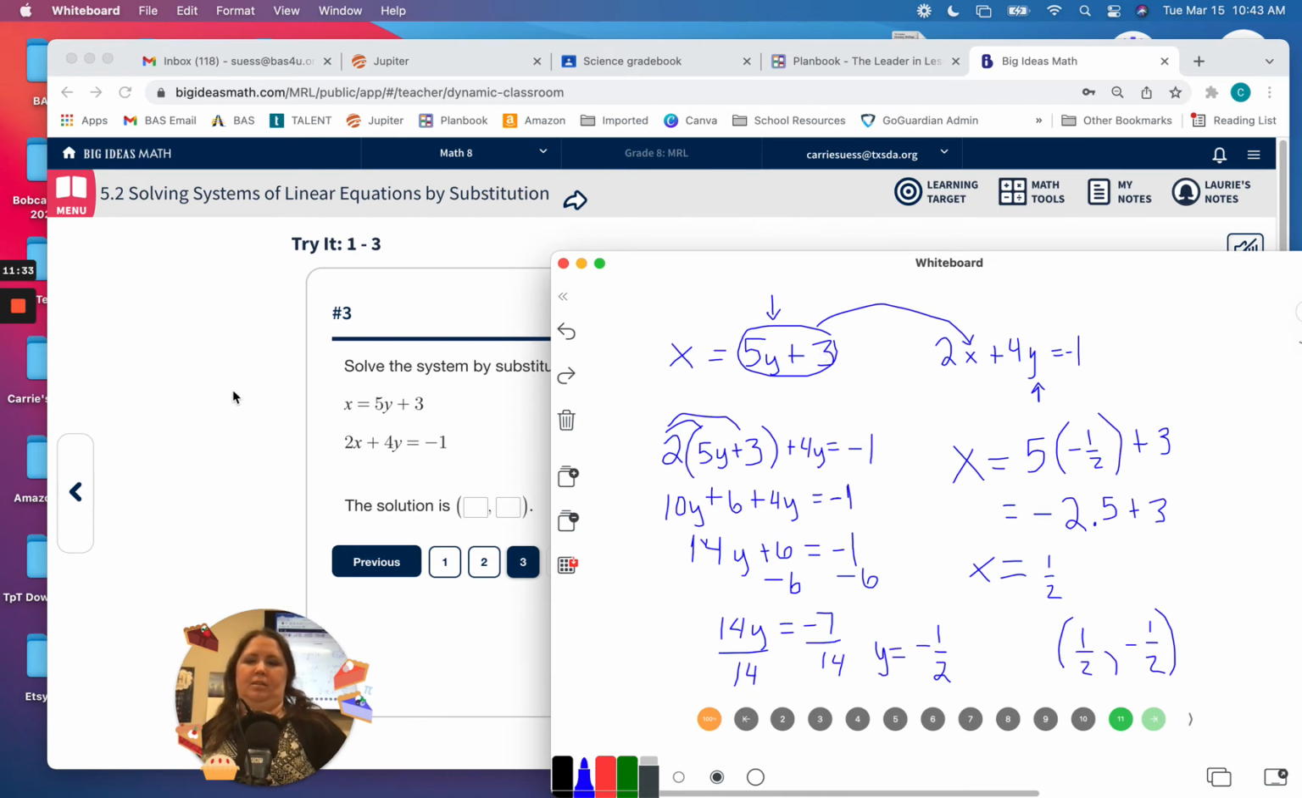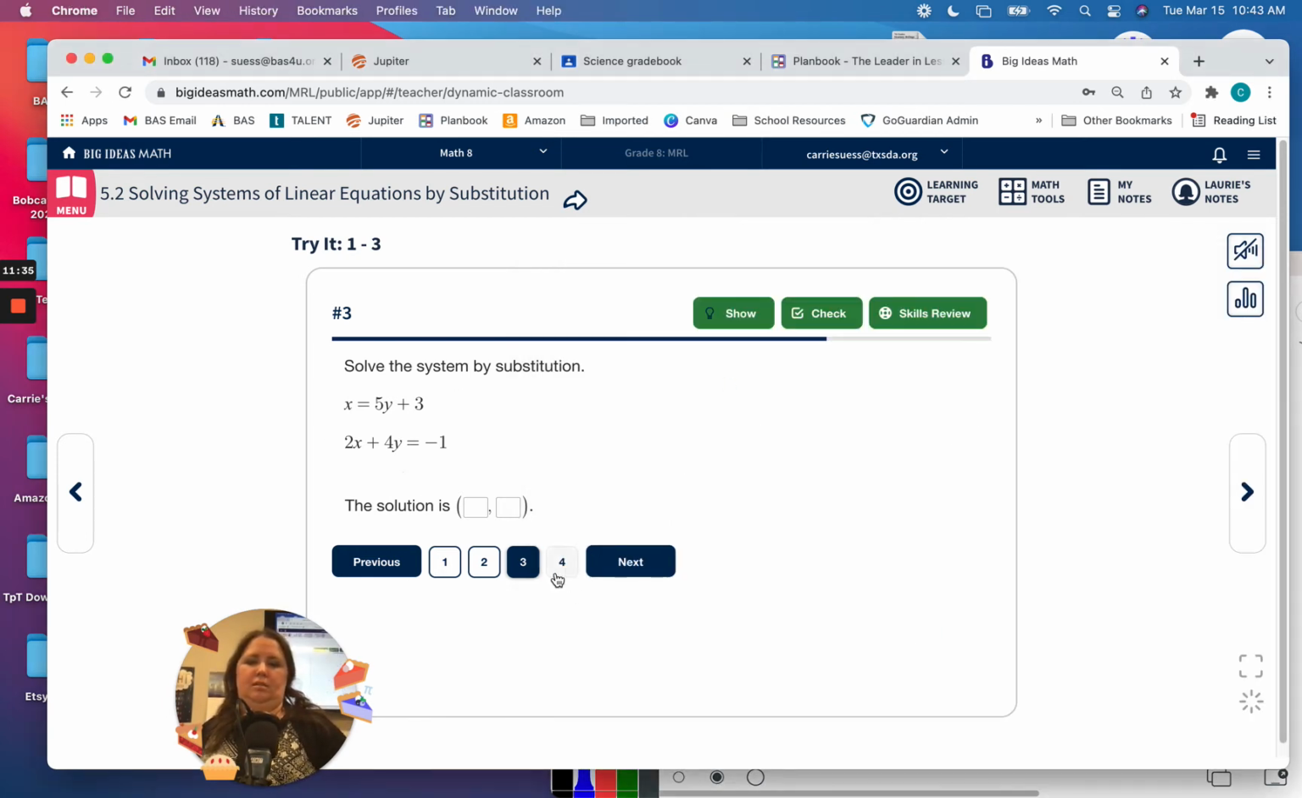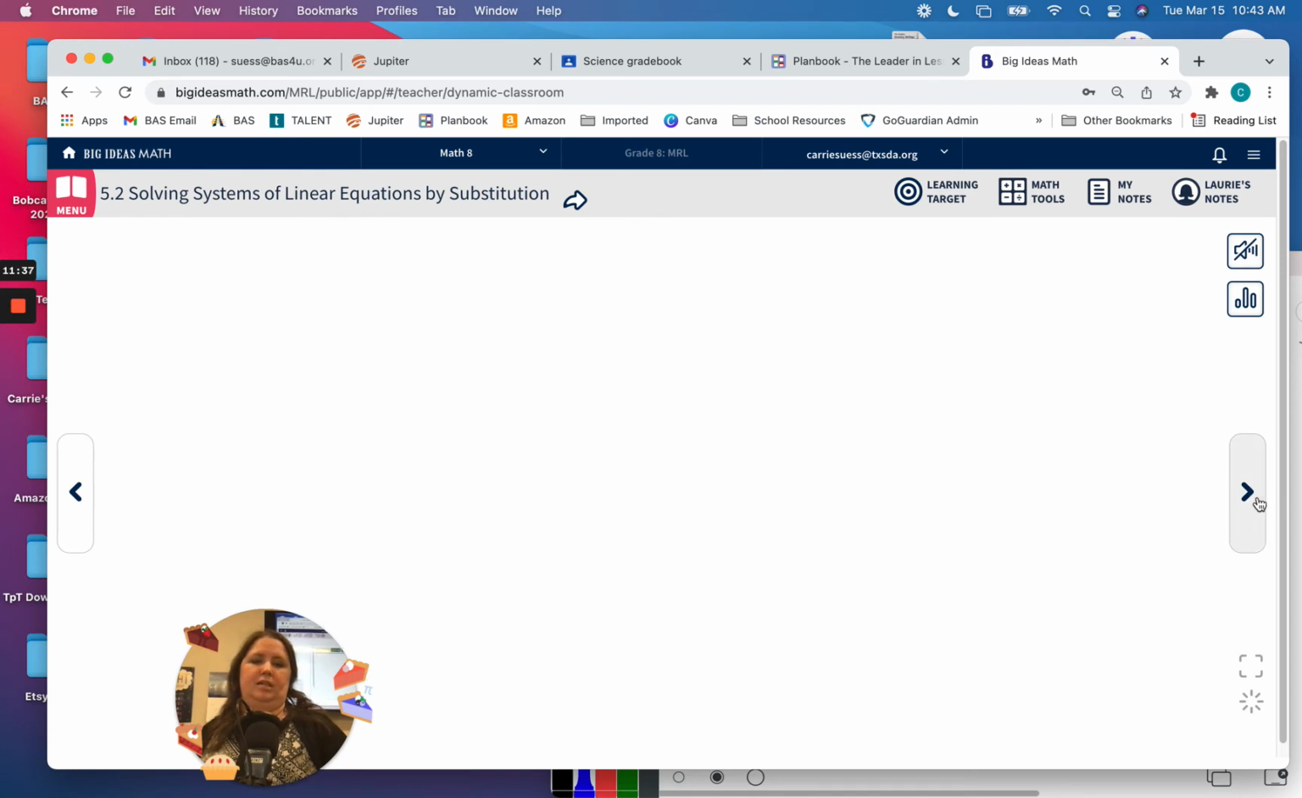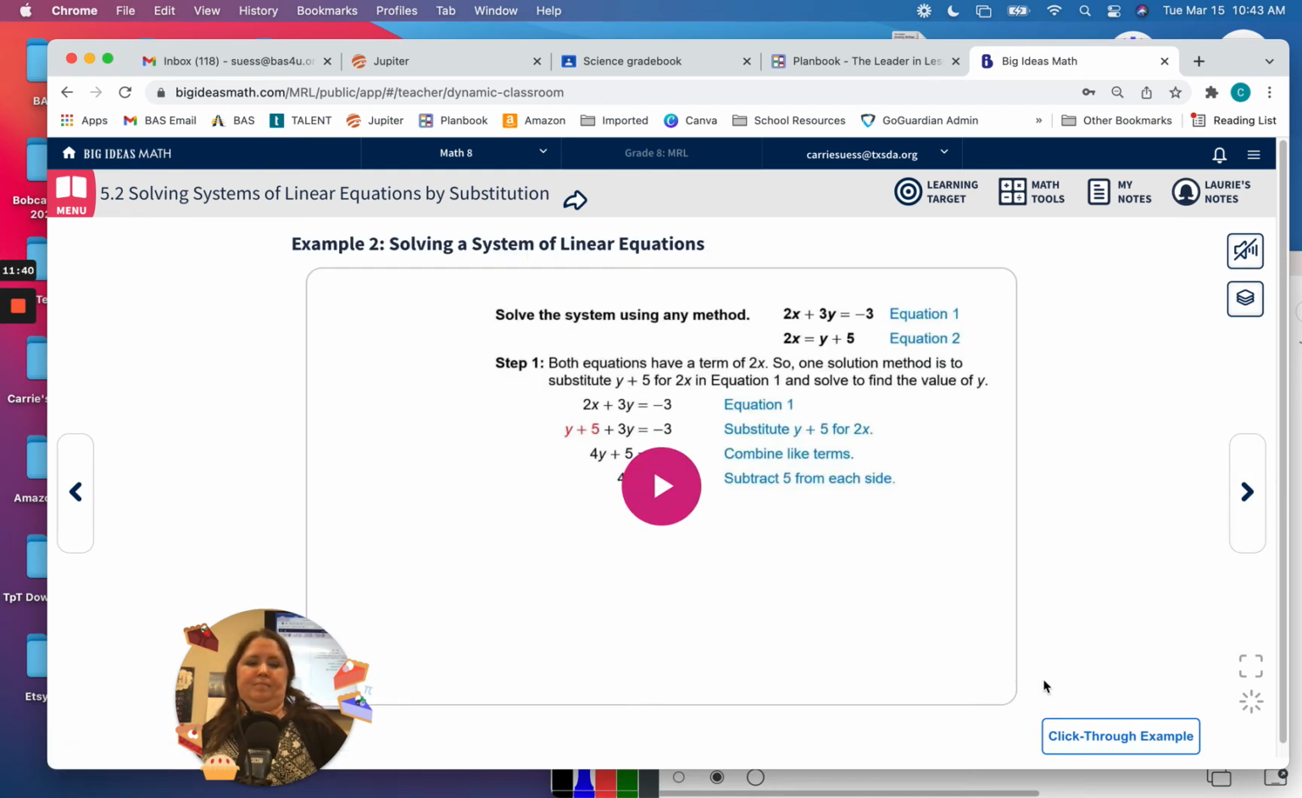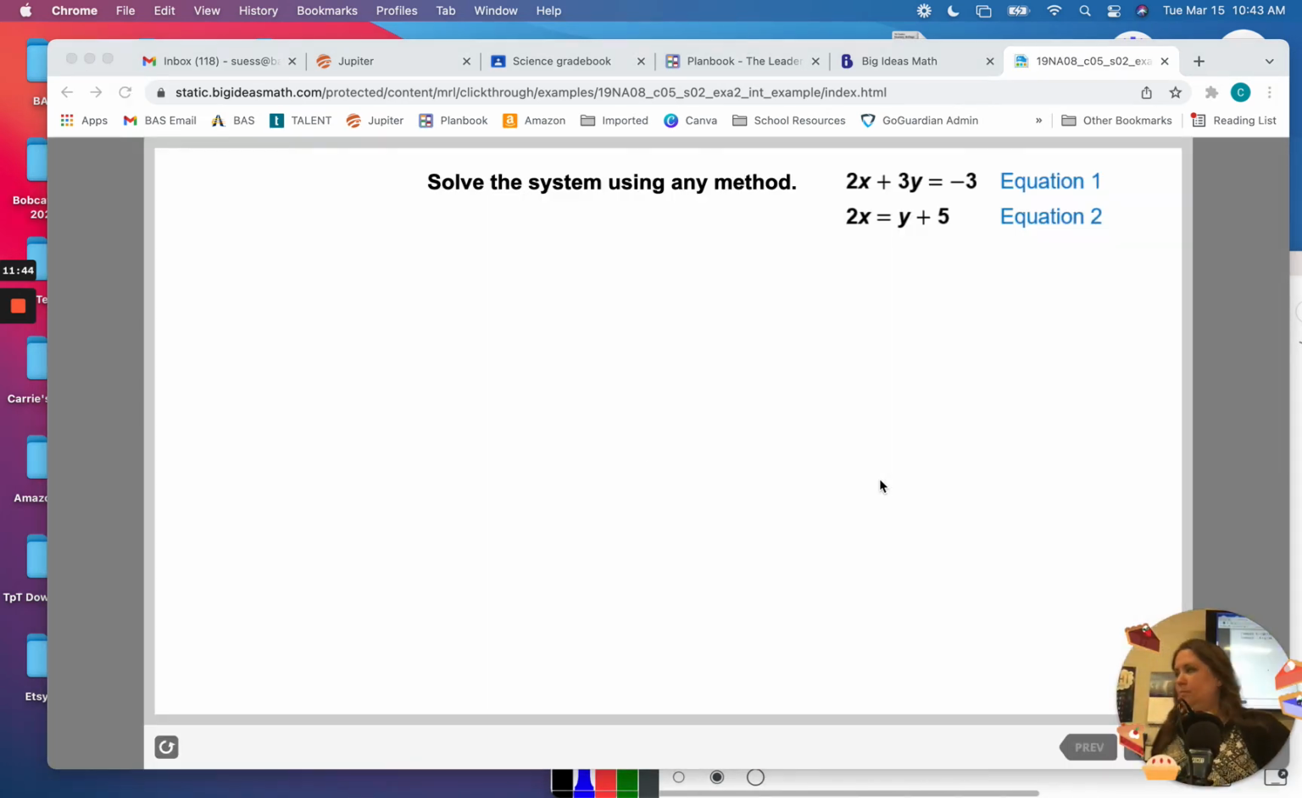All right, so now I believe we're on to the next. Okay, so next example. Ready? Solve the system using any method. I recommend you do substitution, not graphing.